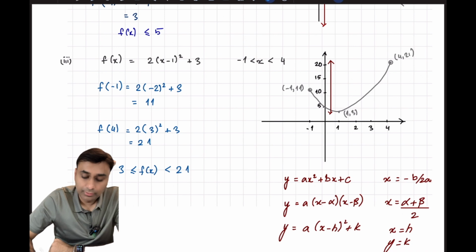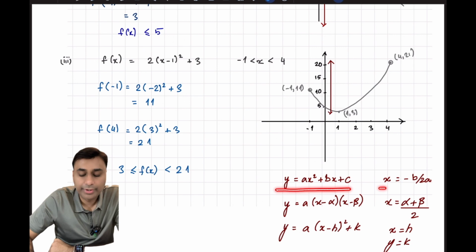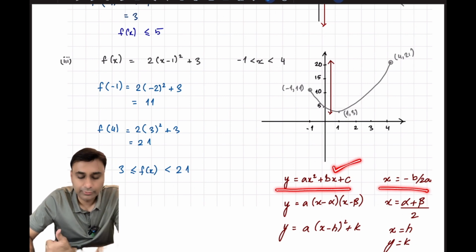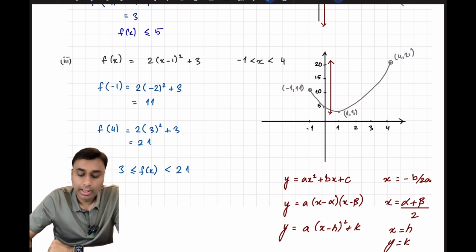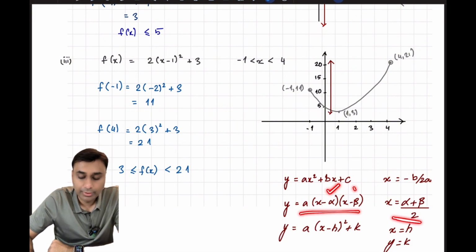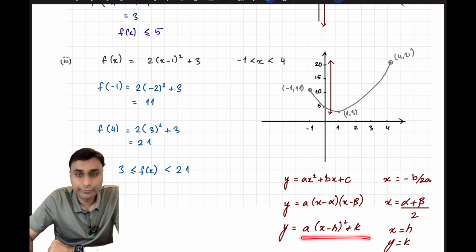And you must recall that to get the x coordinate of the turning point, if you have this form, then the formula for the x coordinate is -b upon 2a. And once you get the x coordinate, you can plug it back into the equation to get the y coordinate, to get the corresponding range value. And for this particular form, the turning point x coordinate is alpha plus beta upon 2, that is the average of the two roots. And if you have a completed square form and you wish to find out the turning point, you equate the bracket to 0 to get the x coordinate, which will be h, and the y coordinate will be k.